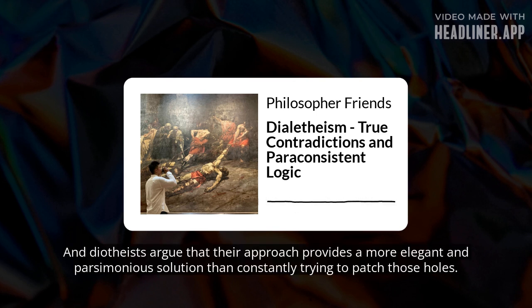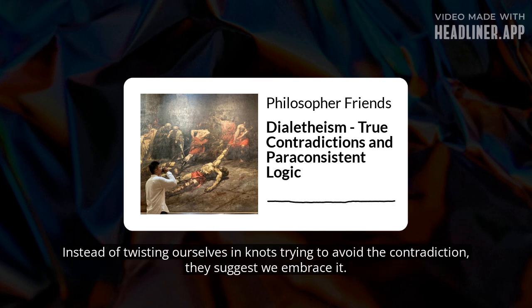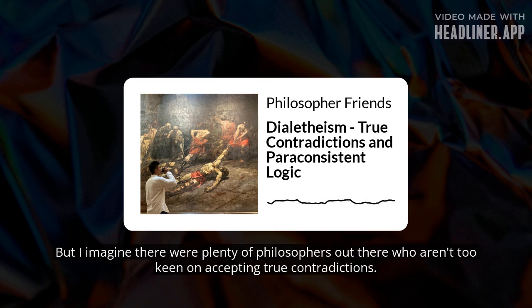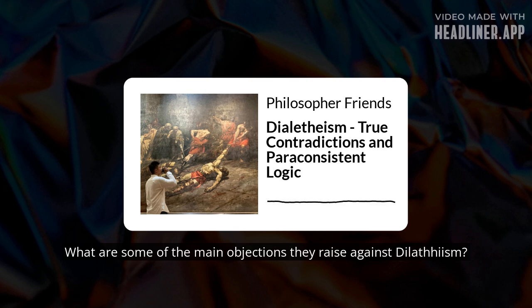Precisely. And dialetheists argue that their approach provides a more elegant and parsimonious solution than constantly trying to patch those holes. Instead of twisting ourselves in knots trying to avoid the contradiction, they suggest we embrace it. That's pretty daring. But I imagine there are plenty of philosophers out there who aren't too keen on accepting true contradictions. What are some of the main objections they raise against dialetheism?